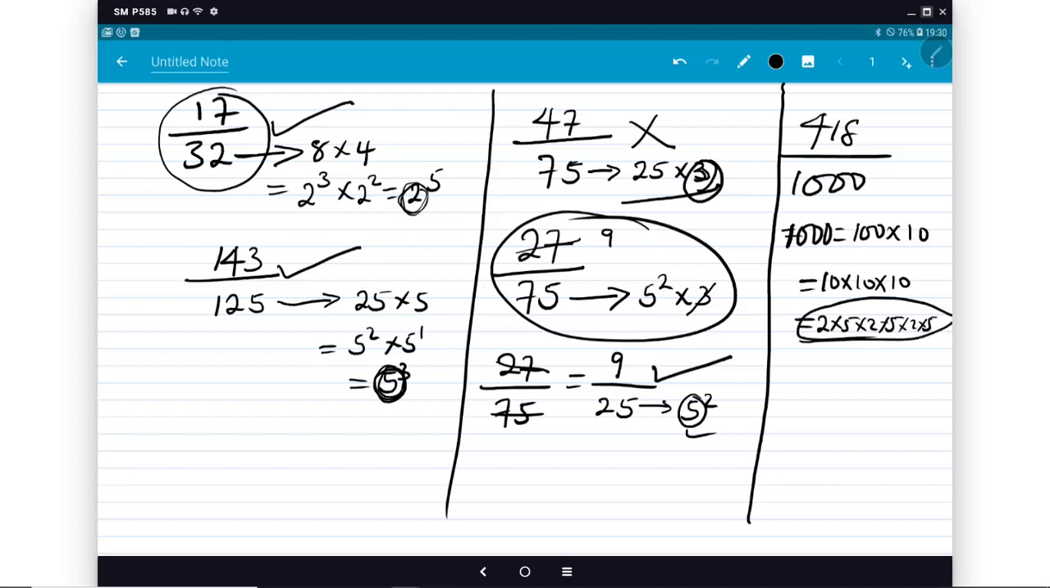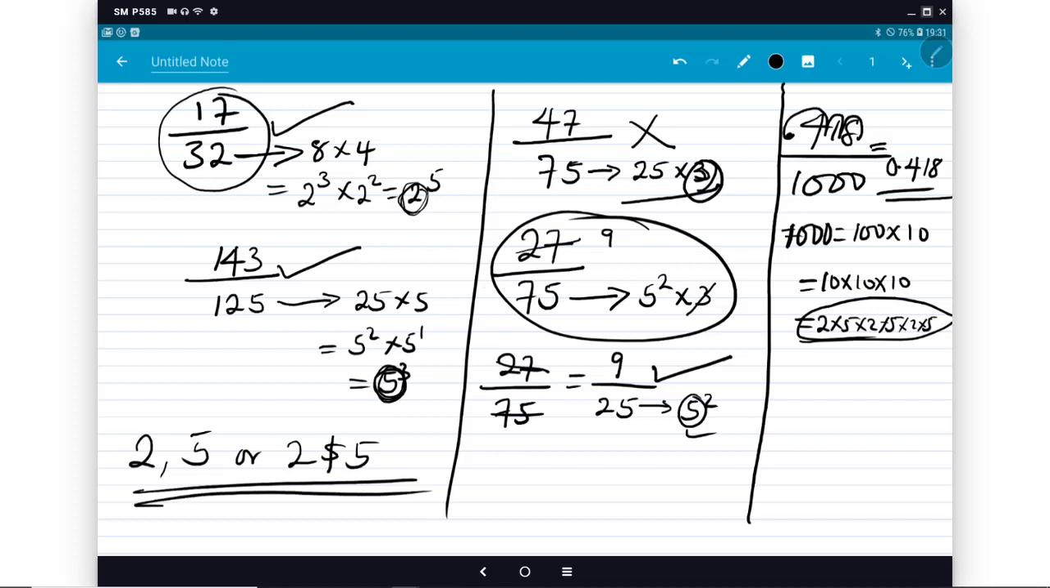So this will terminate, and of course, from what we have been doing, that means move your point to the back 1, 2, 3 times, giving you 0.418 as the result. So it will terminate. So once the denominator can produce only 2, or only 5, or just 2 and 5 as the prime factors, that's after simplifying, then it will terminate. All right, so that's how you know a fraction that will result in a terminating decimal. Okay, so let's move on.